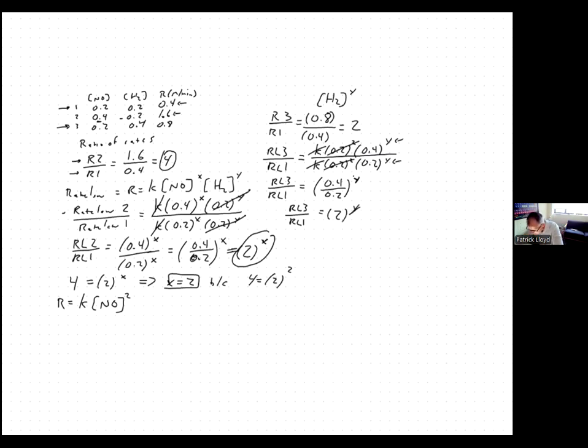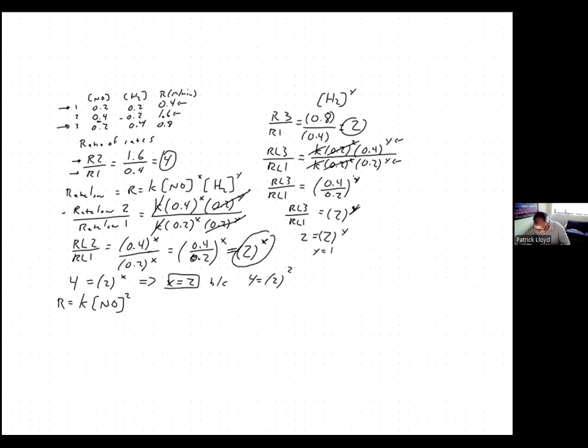Okay, now let's come back. Rate law 3 over rate law 1 was 2. So that means 2 is equal to 2 to the y. What's going to work? 0 is not going to work because 2 to the 0 is 1. That's not equal to 2. 2 to the 1? Oh, yeah, that works, right? 2 to the 1 is equal to 2. So that means that y is equal to 1.